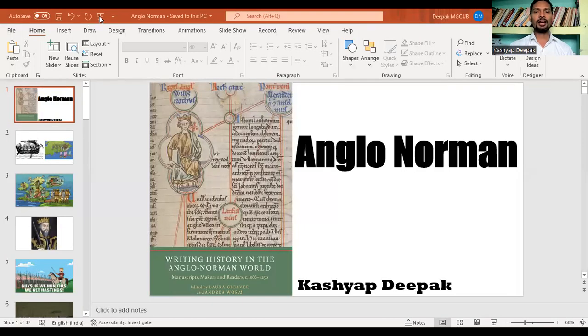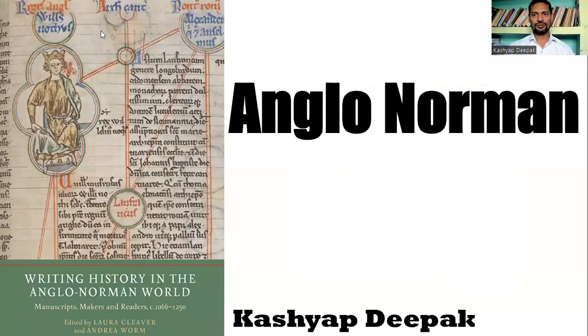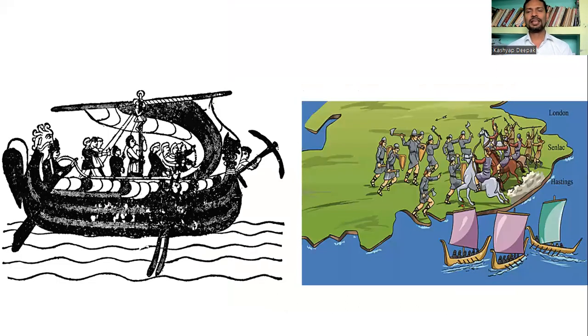And here we are having our first slide for the lecture, Anglo Norman Age. You can see the history in the Anglo Norman world, and this lecture is prepared by me, Kashyap Deepak. As we know, Normans attacked England, coming from the French territory. They fought at the area called Hastings in 1066, and from here begins the domination.